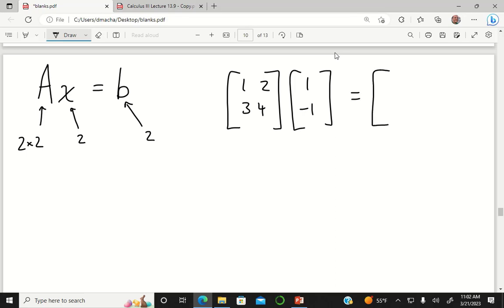and matrix vector multiplication tells me that this product vector is going to be negative 1, because it's the dot product of the first row and this column vector, so it would be 1 times 1 plus 2 times negative 1. And then it would also be negative 1, because it would be 1 times 3 plus negative 1 times 4. Okay? So just a refresher, that's how matrix vector multiplication works.